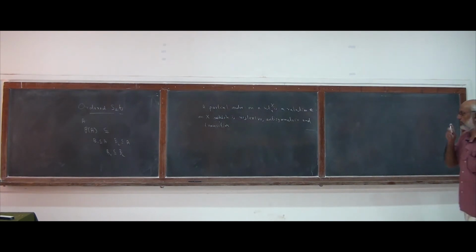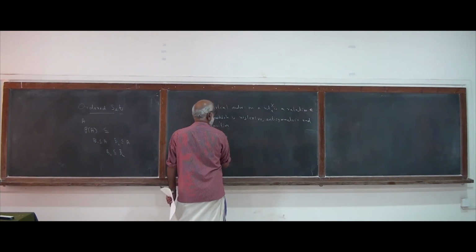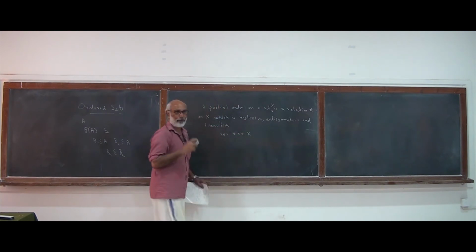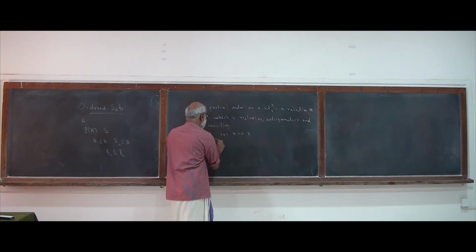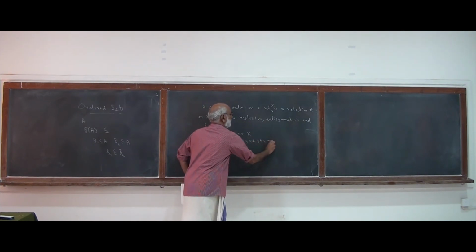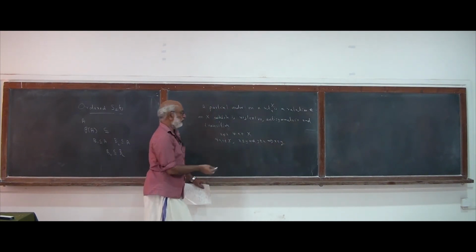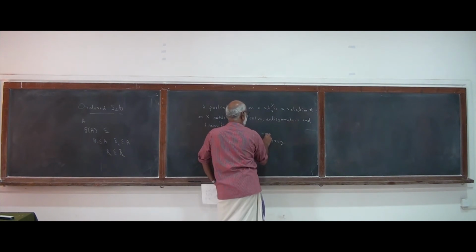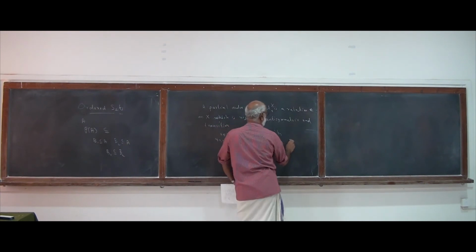Now, what is meant by these properties? Reflexivity: less than or equal to is reflexive means x is less than or equal to x for every x element of X. And antisymmetric means for every x, y in X, x less than or equal to y and y less than or equal to x implies that x is equal to y. This property is called reflexivity. This property is called antisymmetry.